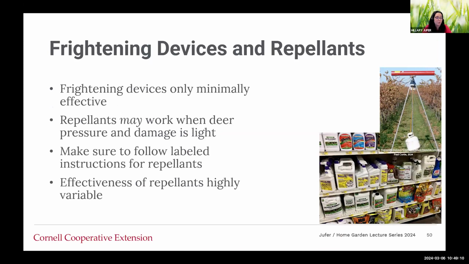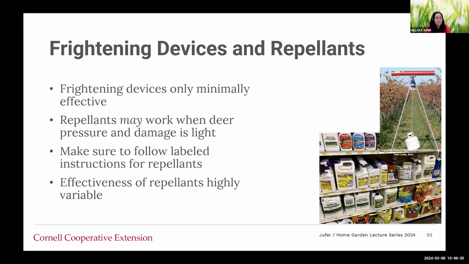Frightening devices are only minimally effective. Deer acclimate quickly to noises and new features in their environment, especially if they're motivated by hunger. Repellents may work when deer pressure and damage is light. So if you have high deer damage, repellents probably won't work.